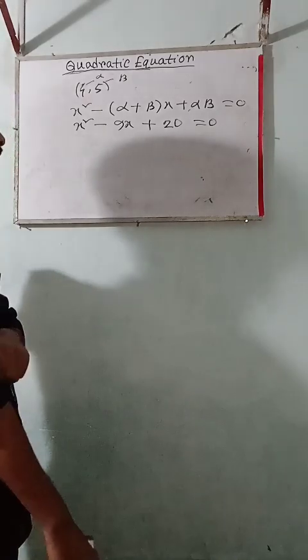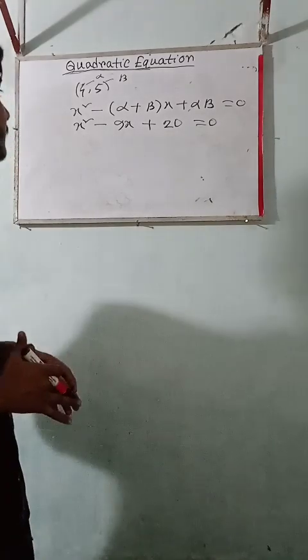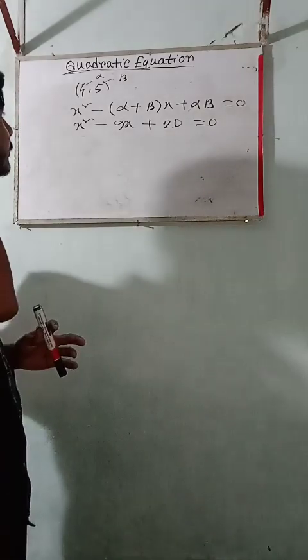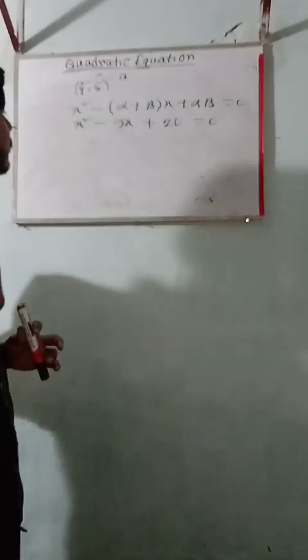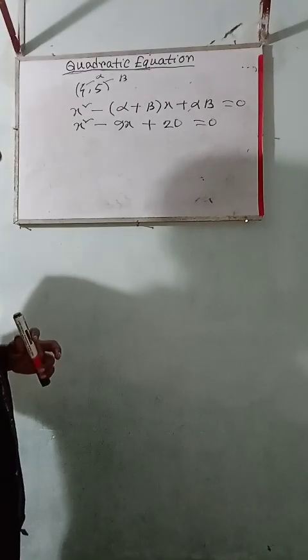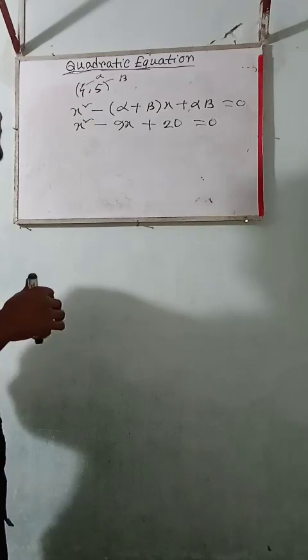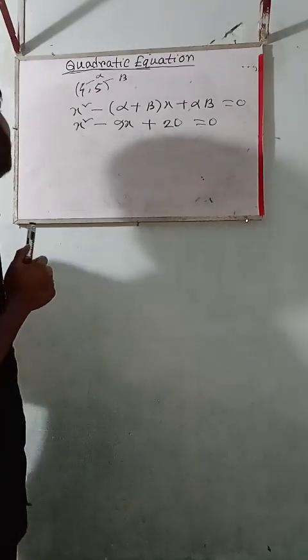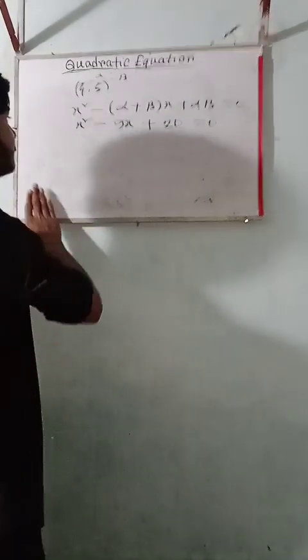So from this procedure we have to learn how to solve the equation without applying x is equal to minus b plus minus square root of b square minus 4ac divided by twice a. Now we will see this procedure.